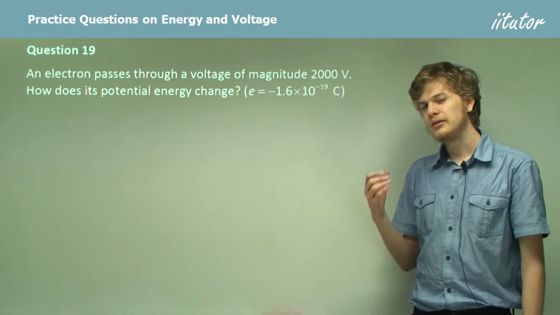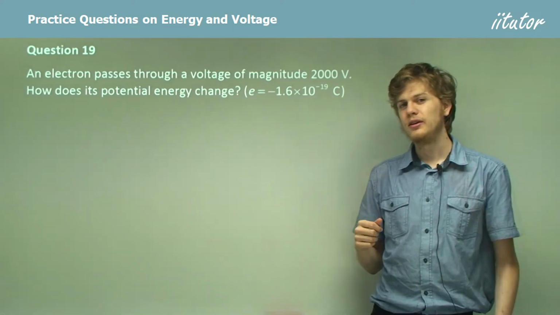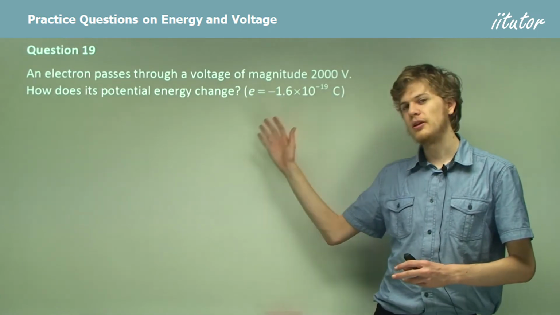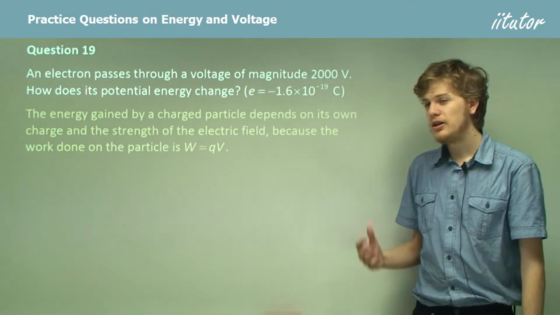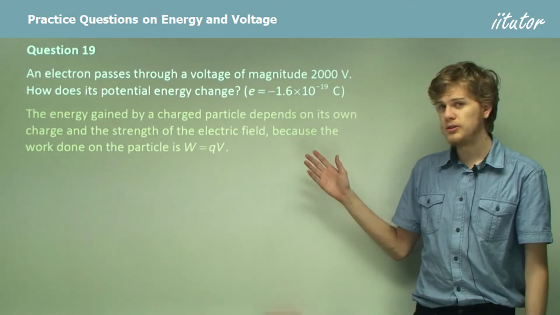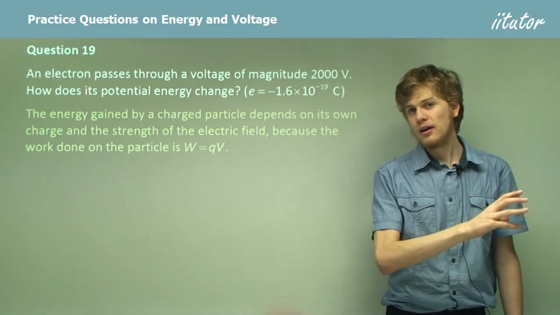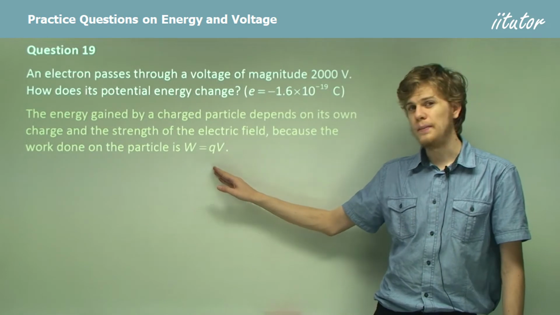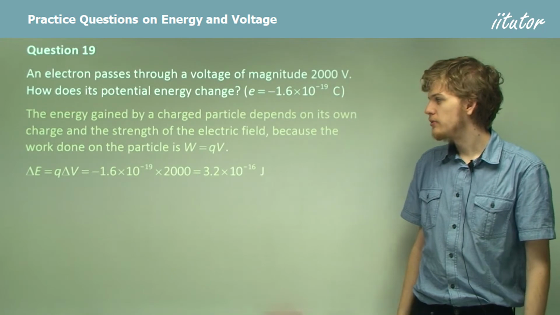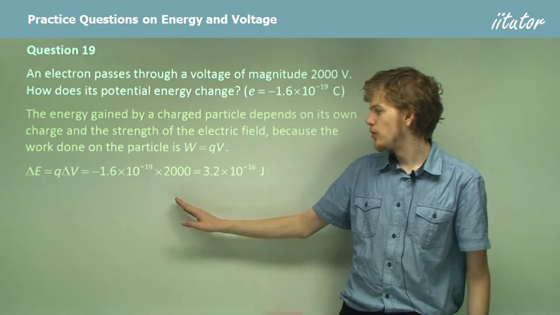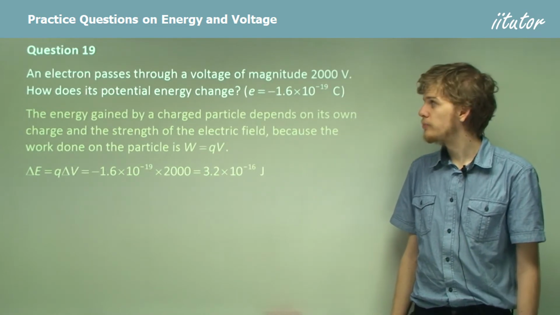So, how do we relate energy to voltage and charge? Well, we use the equation: work, that is, the potential energy that we've lost, equals QV. So the energy gained by a charged particle depends on its own charge and the strength of the electric field. The work done on the particle in order to move it back up is work equals QV. So substituting in our numbers, we simply have the elementary charge times the voltage it's moved through, which is 3.2 times 10 to the minus 16 joules.